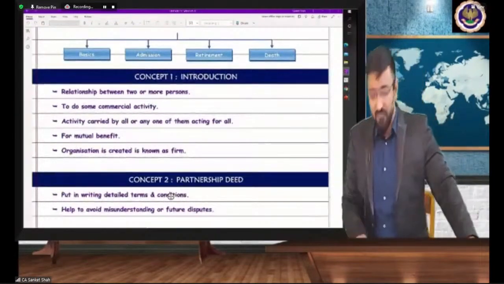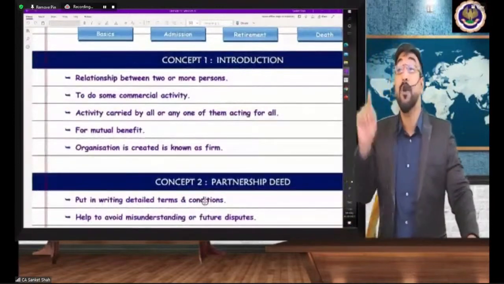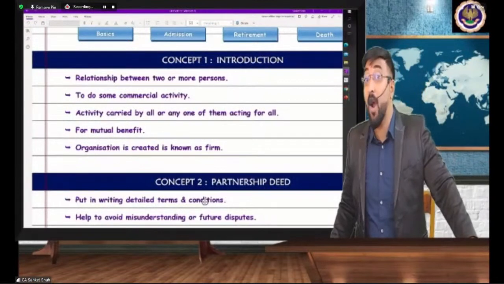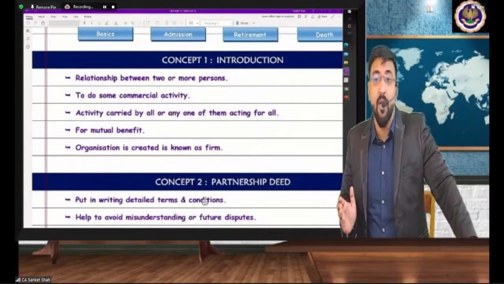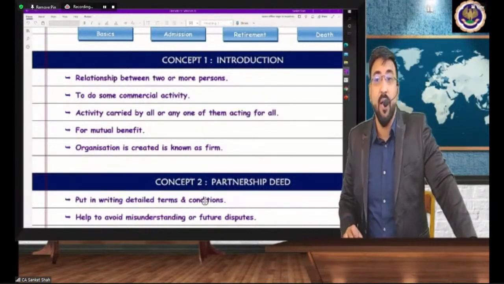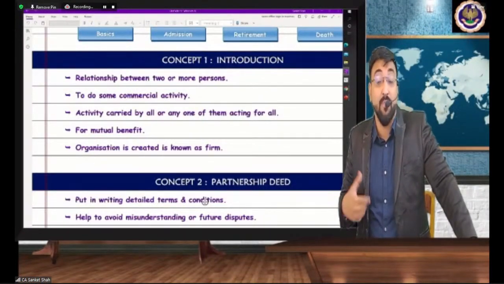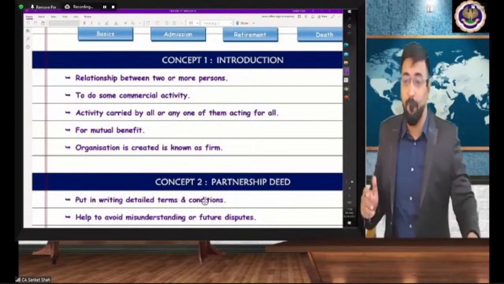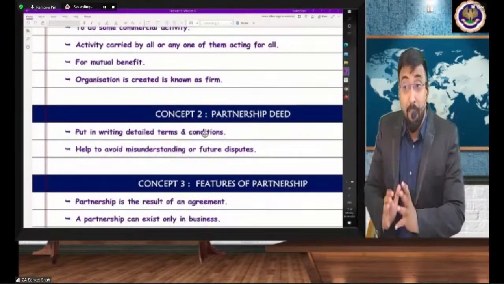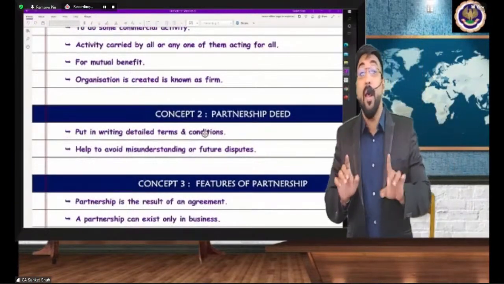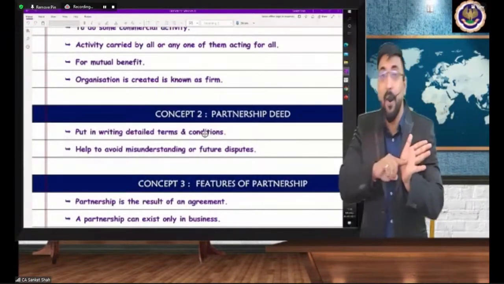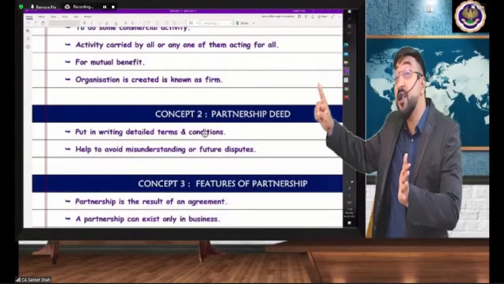It is a relationship between two or more persons to do some commercial activity, and that activity has to be carried out by all or any one of them acting for all. So for mutual benefit, an organization is created, which by law is known as a partnership firm. Whenever you are entering into a partnership firm, you have to prepare one partnership deed on stamp paper, and you have to submit that paper to the registrar of firms.